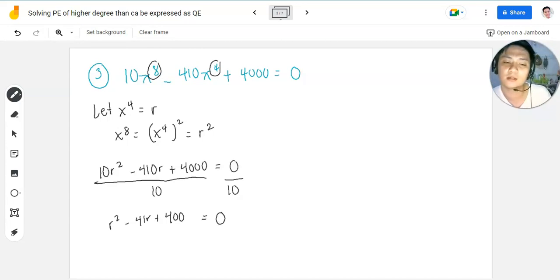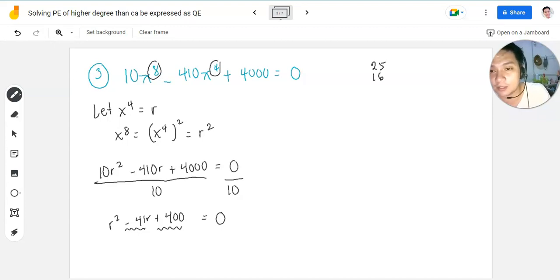Yan, meron bang dalawang numbers na ang product ay positive 400 tapos ang sum nila negative 41? So, product is positive pero sum is negative. Ibig sabihin, we should be thinking of two numbers na negative. Kasi negative times negative is positive pa rin naman and negative plus negative is negative. Parang naisip ko dito, 25 and 16. Check natin ha. Negative 25 and negative 16.